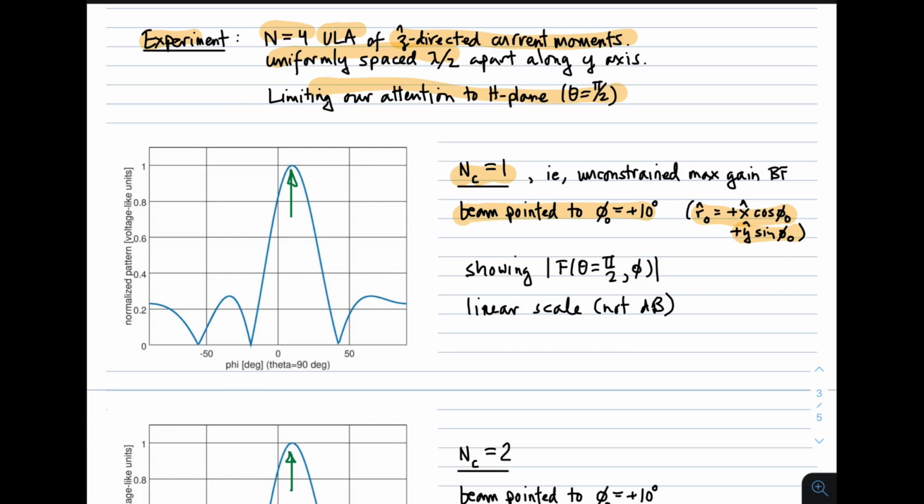Here I'm showing the magnitude of the normalized pattern function. Note that we expect that to have a maximum value of 1 because it's normalized. And I'm showing these results in linear scale, not in dB. In this case, I think it's a little bit easier to see things going on in linear scale. So here is the normalized pattern along the y-axis. Here is phi. And as expected, we get a maximum corresponding to this constraint at plus 10 degrees. So everything seems to be working as expected. Both methods give us the exact same solution.